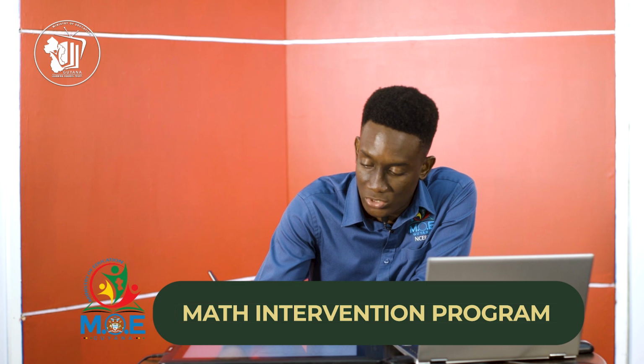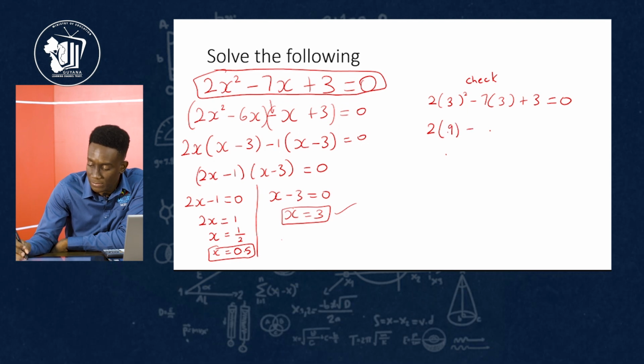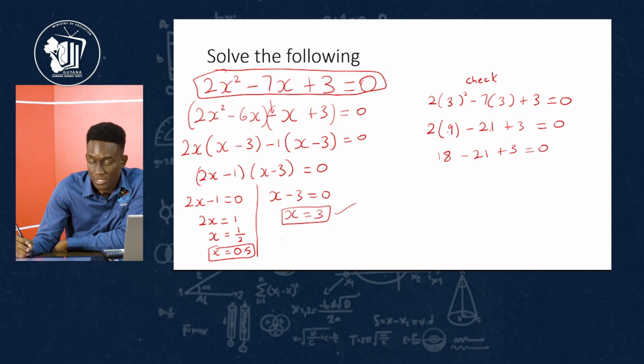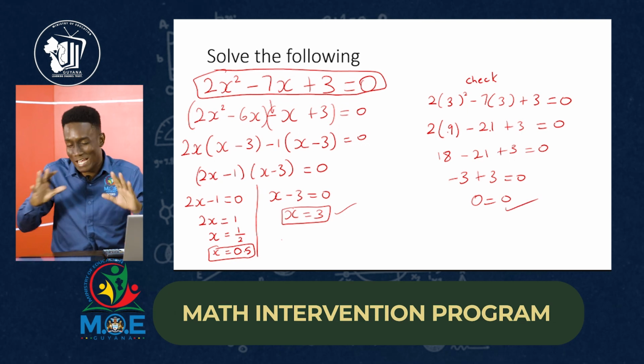So now let's replace 3 and see if that will satisfy. So instead of putting back x, we replace x and we'll put 3. So this will be 2 multiplied by 3 squared would be 9. Subtract 7 times 3 would give you 21 plus 3, and that should be equal to 0. 2 times 9 is 18. Subtract 21 plus 3 would give you 0. 18 subtract 21 would give you negative 3 plus 3, and that will give you 0. Negative 3 subtract 3 would give you 0 is equal to 0. So that checks out as well, and we know our answer is absolutely correct.